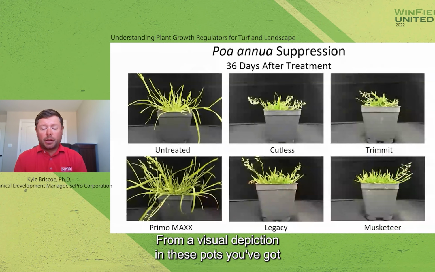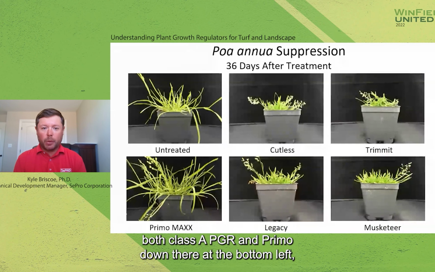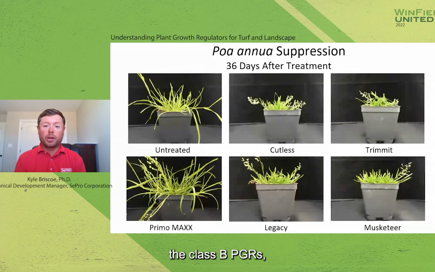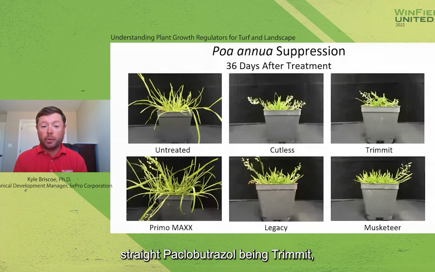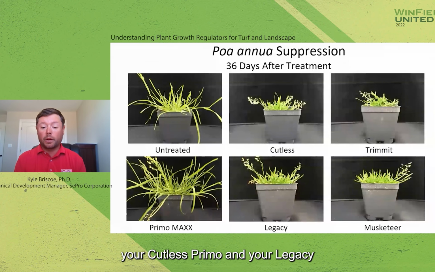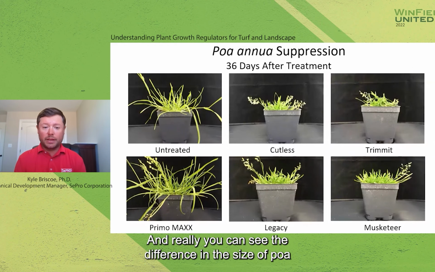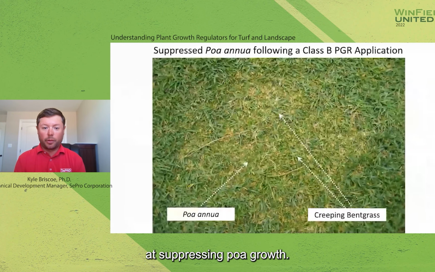From a visual depiction, in these pots, you've got Class A PGR being Primo down there at the bottom left. You got your untreated at the top left. And then you've got your products that contain the Class B PGRs, whether it's straight flurprimidol being Cutlass, straight paclobutrazol being Trimmet, your Cutlass and Primo, your Legacy, and then Cutlass, Trimmet, and Primo, Musketeer. And really, you can see the difference in the size of POA treated with Primo at the bottom left again versus all the other products. So anything with a Class B in it is going to be very good at suppressing POA growth.